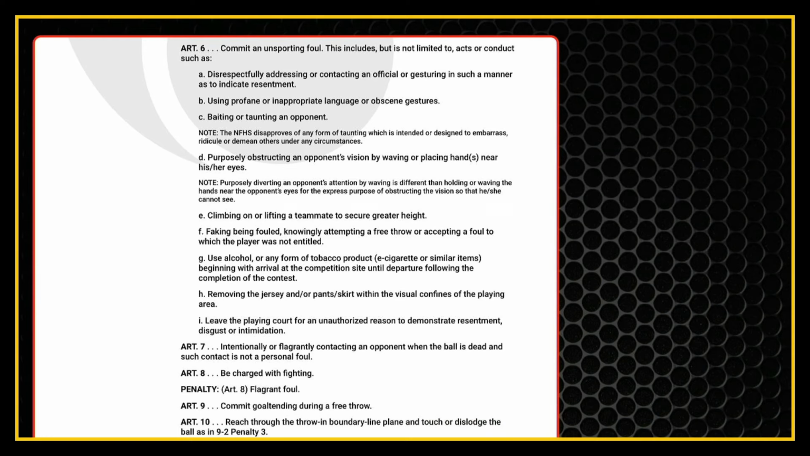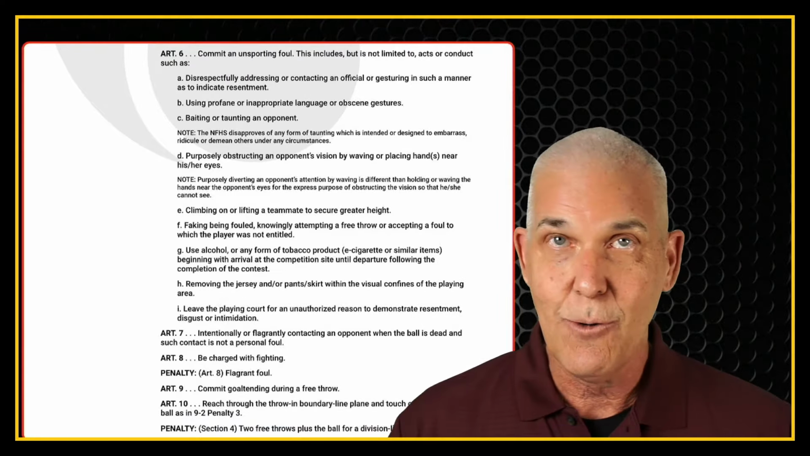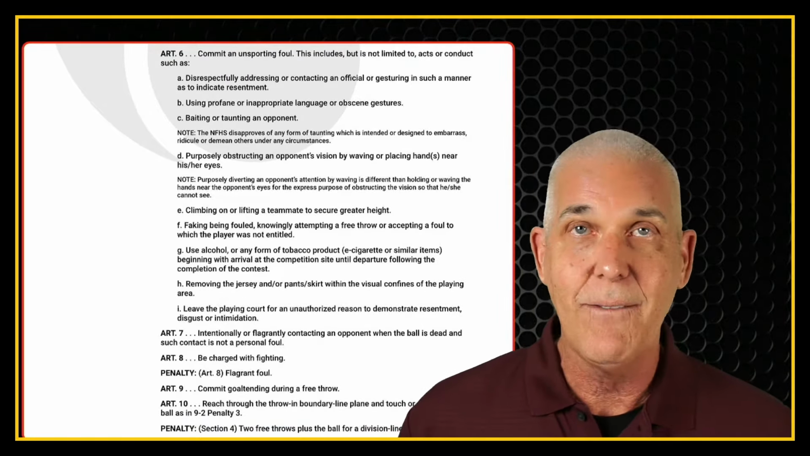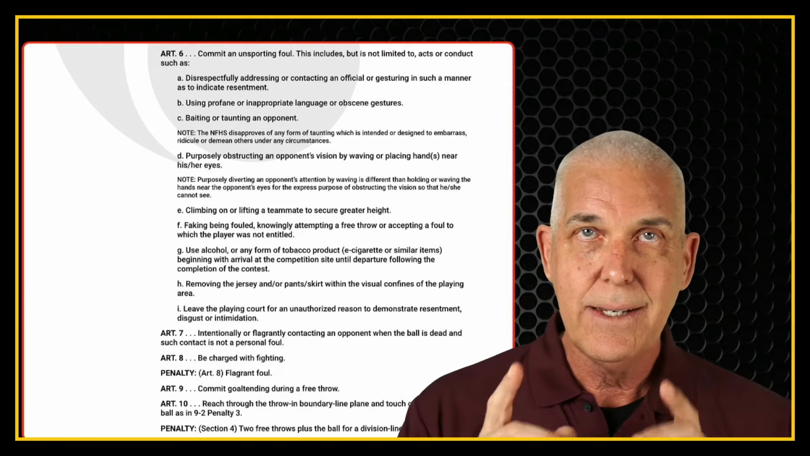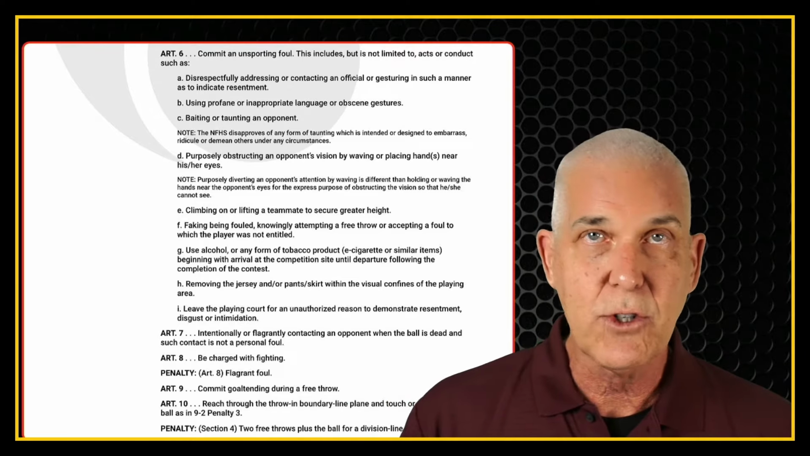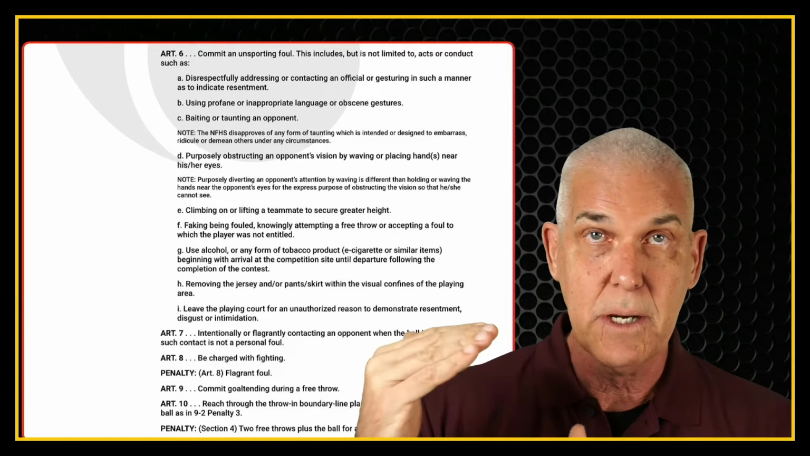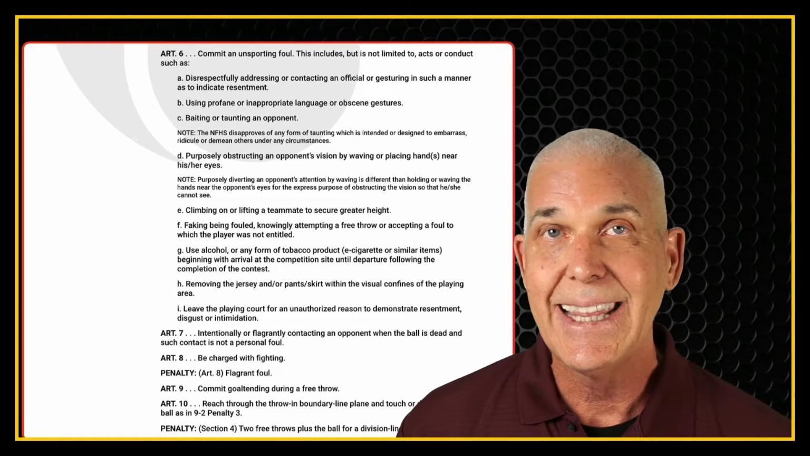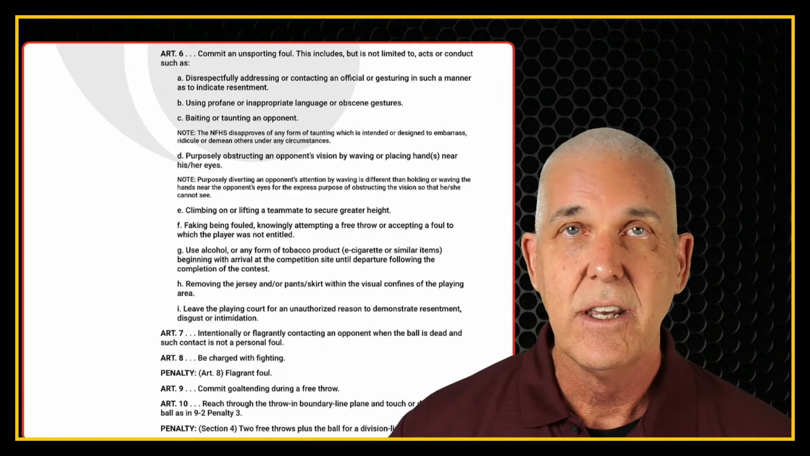Purposefully obstructing an opponent's vision by waving a hand near their face, climbing on or lifting a teammate to secure greater height, faking being fouled, using alcohol, tobacco, removing a jersey or pants within the visual confines of the playing area, leaving the playing court for an unauthorized reason, right? Some of these are relatively obscure. The key components here are obviously disrespecting the officials, disrespecting an opponent, using inappropriate language, baiting or taunting an opponent. Unacceptable by rule. These are going to be the most common elements in this situation.